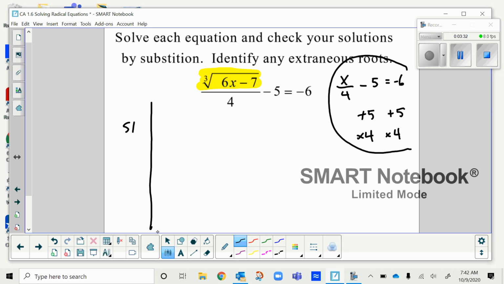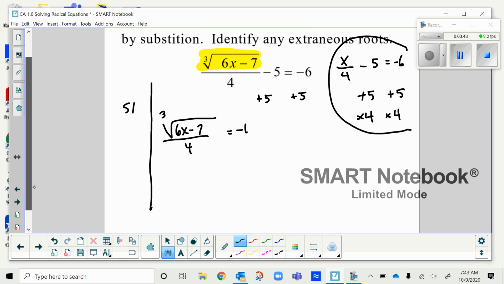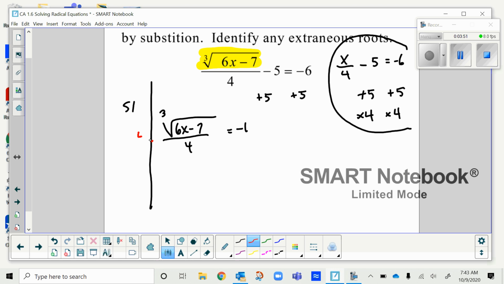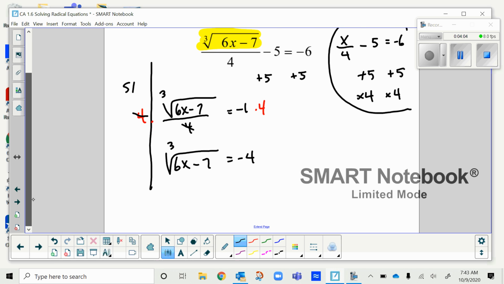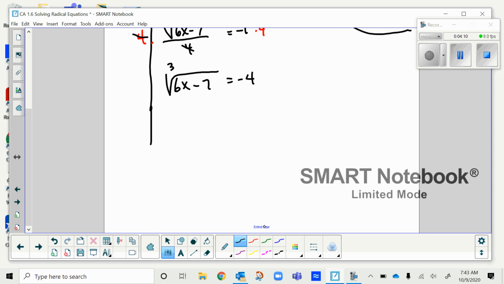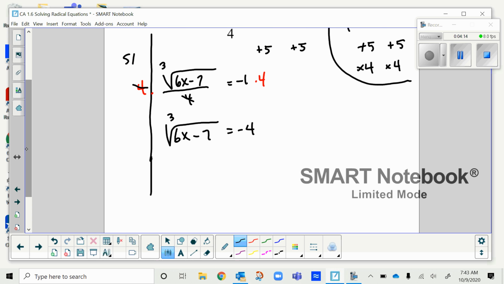Okay, so step 1, add 5 to both sides. That will give me cube root of 6x minus 7, still over 4, equals -1. And then to undo the divide by 4, I multiply by 4, inverse operation. And the 4's cancel on the left, leaving me just the cube root of 6x minus 7 equals -4. So that means my radical term is isolated. It's all alone. There's nothing else happening to it on the outside of the radical. So it's isolated.